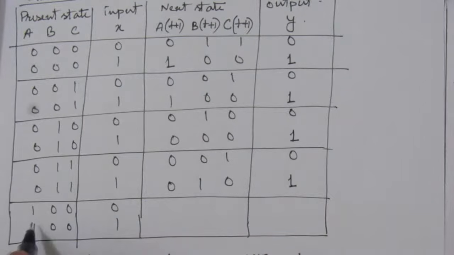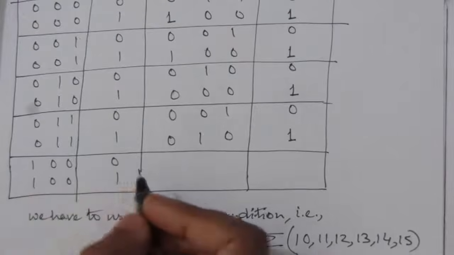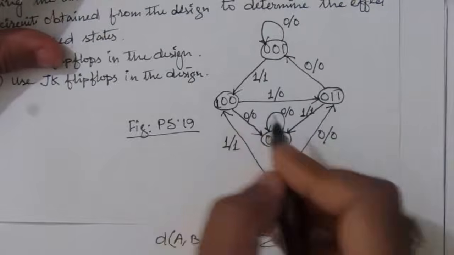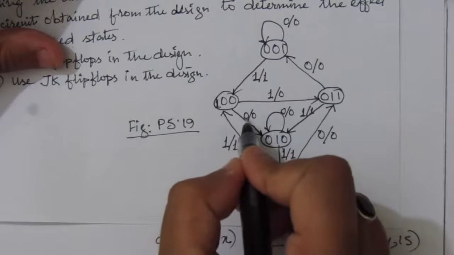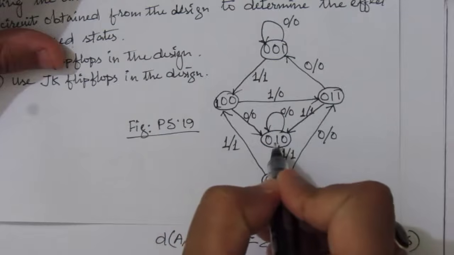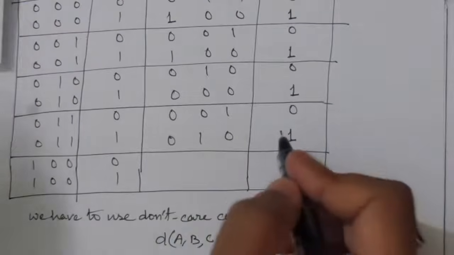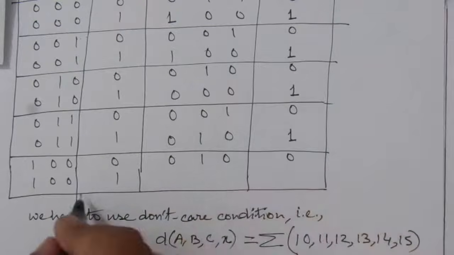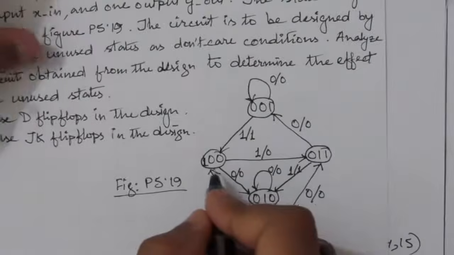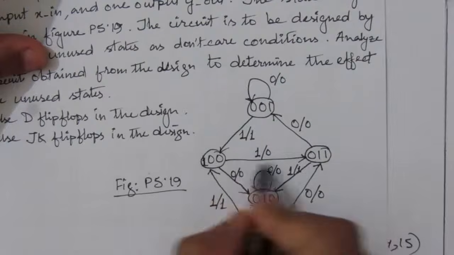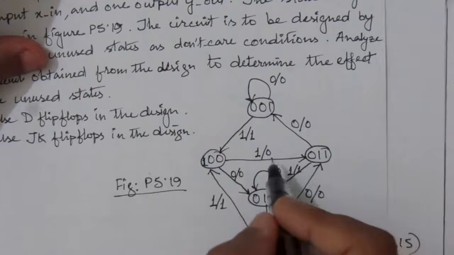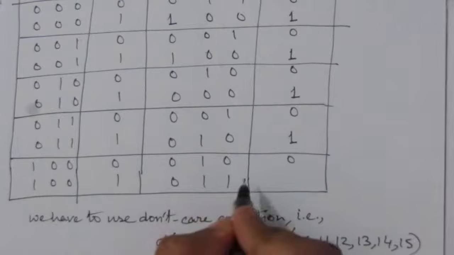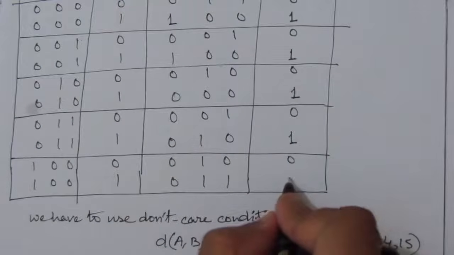Next we have the present state is 1 0 0, and the input is 0. So from 1 0 0, when input is 0, because this one is the input, it will go to next state 0 1 0 and the output is 0. Next we have input 1. So from 1 0 0, when input is 1, it is going to 0 1 1 and the output is 0.